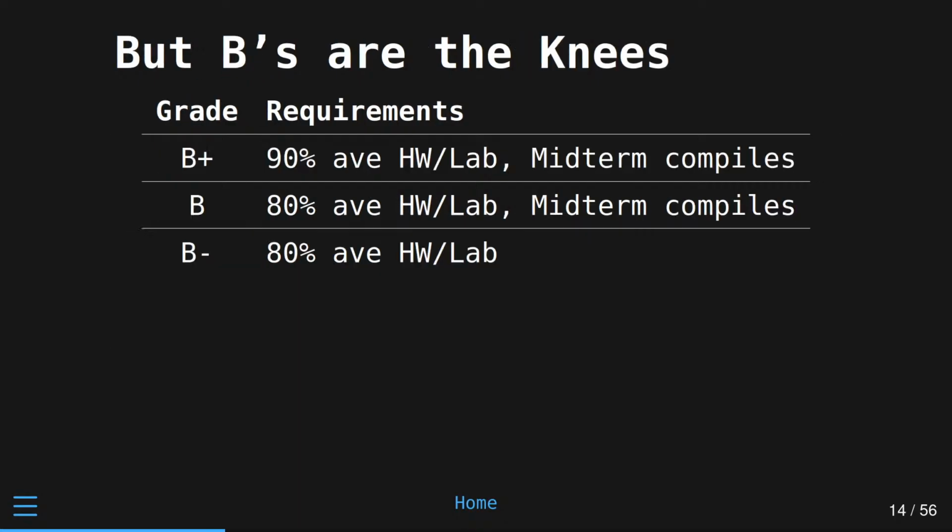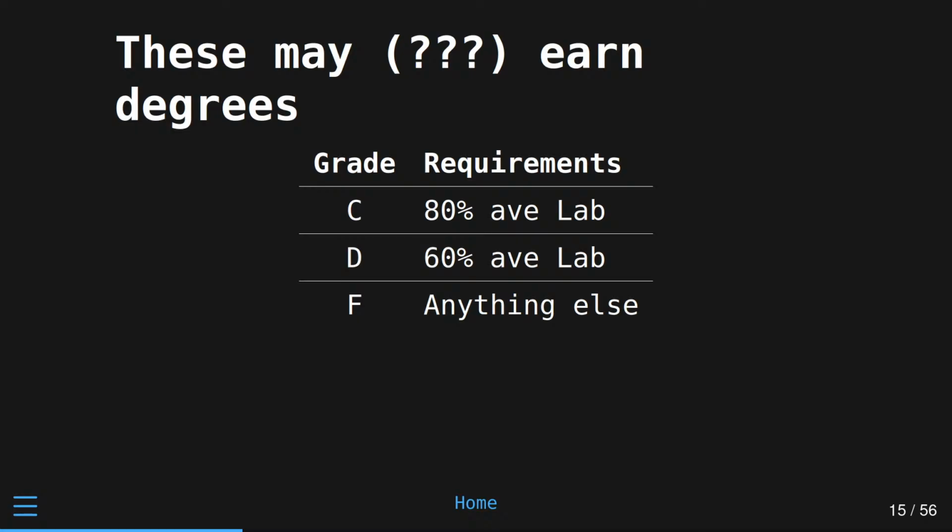Here's some further distributions. 90% average on everything, no final, and you show up for the midterm. 80% average gives you a B instead of a B+. And if you don't show up for either of the exams, but you turn in 80% of the homeworks and labs, then you get a B-. You get a C for 80%, a D for 60%, and an F for everything else. So these may earn degrees, right?